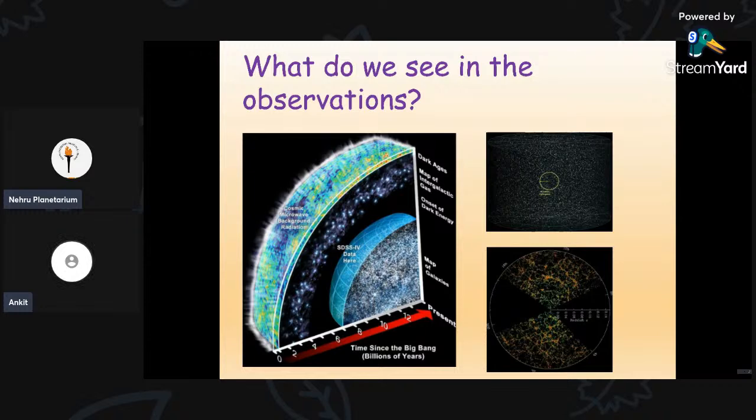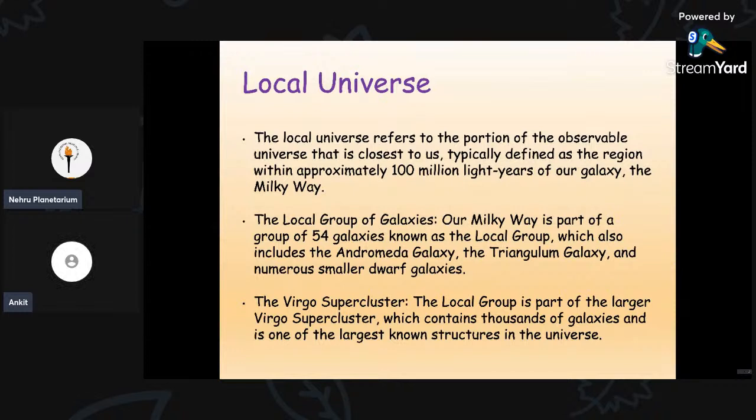So what do we see in our local universe? As I said, we are seeing around 100 million light years around our galaxy or so. Our Milky Way is part of the Local Group, which has about 54 members and growing as more and more galaxies are discovered. There are very famous galaxies like Andromeda, Triangulum, and all that. This group is also a member of a supercluster called the Virgo supercluster, and it is said that we, as the Local Group, are heading towards the Virgo supercluster.